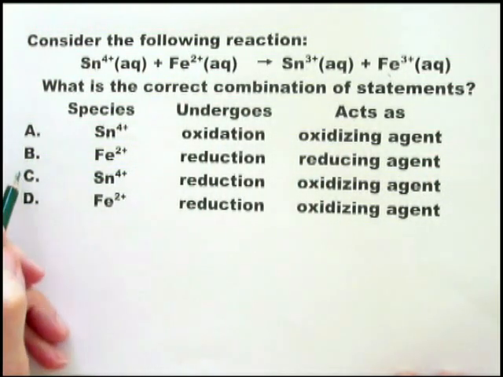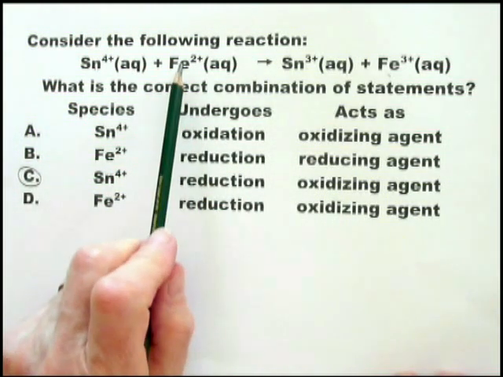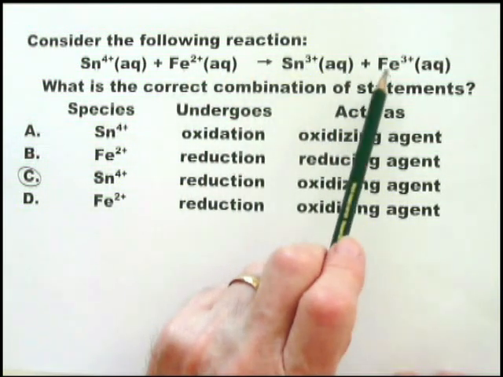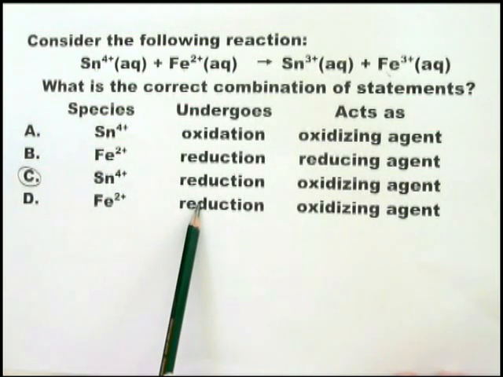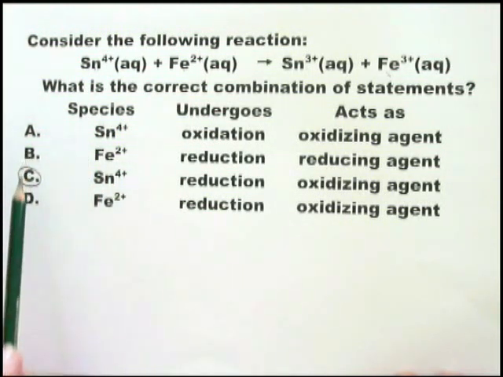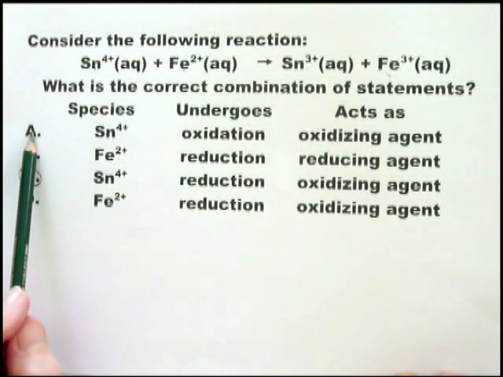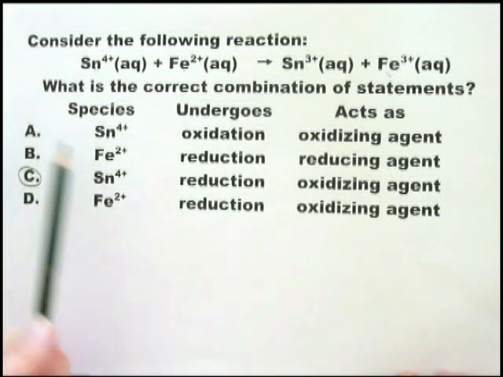And let's mark that. Now, if you had looked at it from the other point of view, you looked at it from the Fe2+, first of all, we know Fe2+ undergoes oxidation. So we go here, Fe2+ does not undergo reduction. So B and D you could eliminate immediately, and you can eliminate A simply because it does not undergo oxidation.